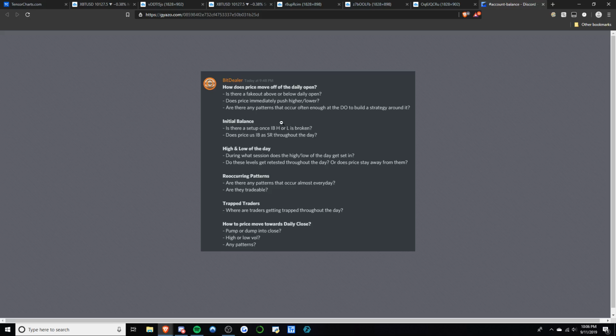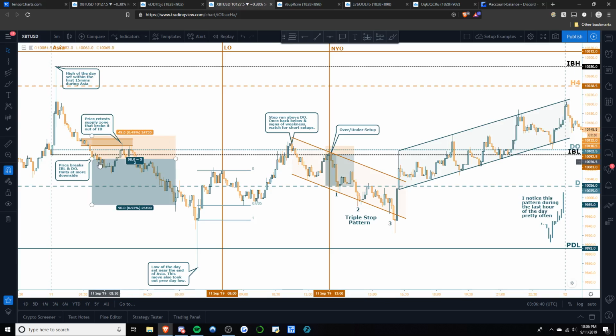The initial balance setup: once the initial balance high or low is broken, does price use it as SR throughout the day? So there is a setup here, yes, and we took it. Well, not really took it, but marked it out, took note of it. It did work out, it did play out. You would have got a win on this trade here.